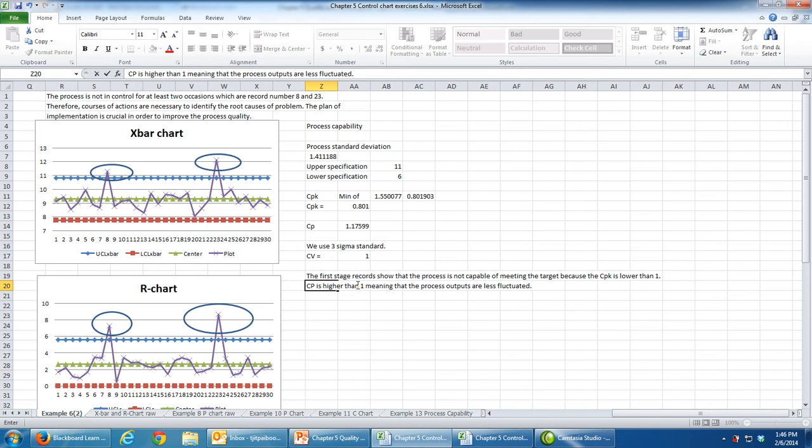but the CPK is less than 1. Okay, CPK less than 1 shows that the process is off center. The process is off center. Somehow it is off center towards the lower value, which means the lower value is out of the bound.